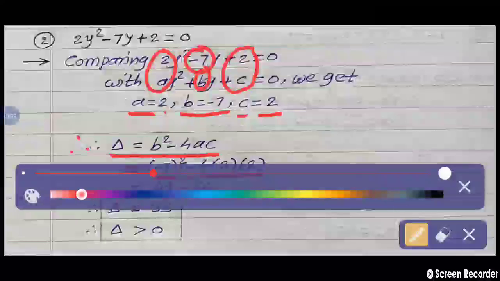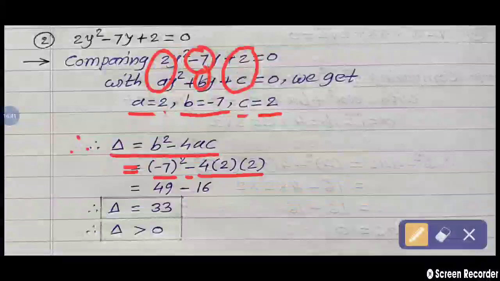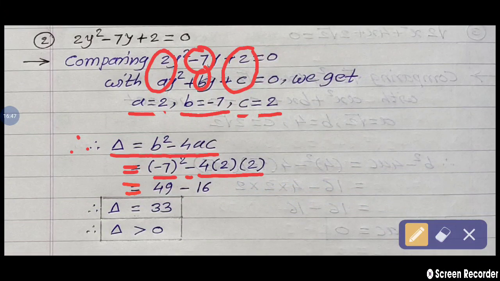Clear? Check that. Do the multiplication and squaring in the next step. So minus 7 square is 49 minus 4 into 2 into 2. 4 twos are 8 and 8 twos are 16. So 49 minus 16, that is 33. So we are getting the value of delta or discriminant as 33.